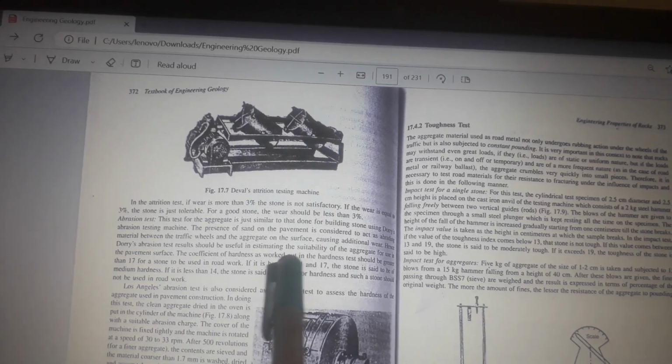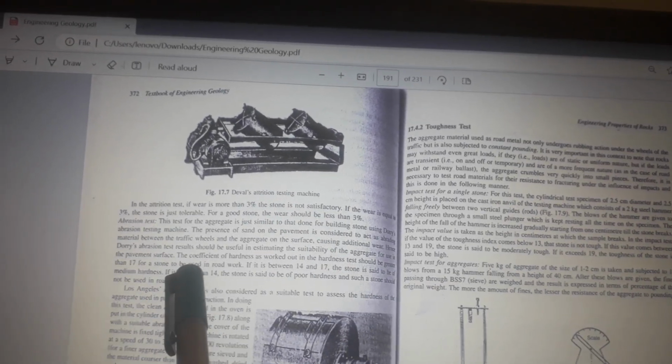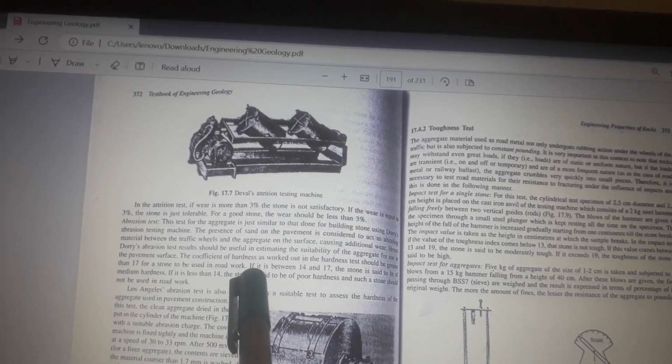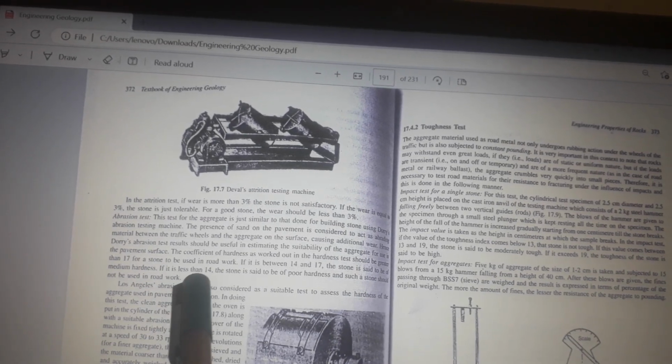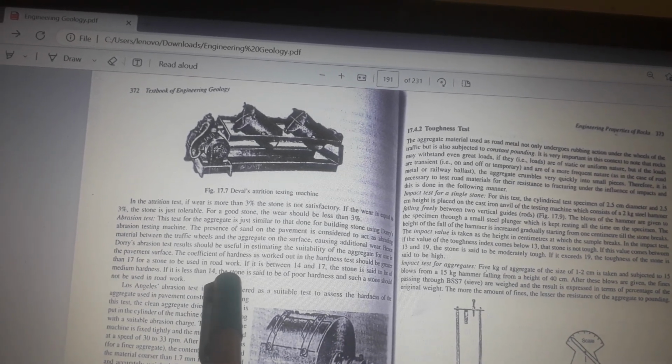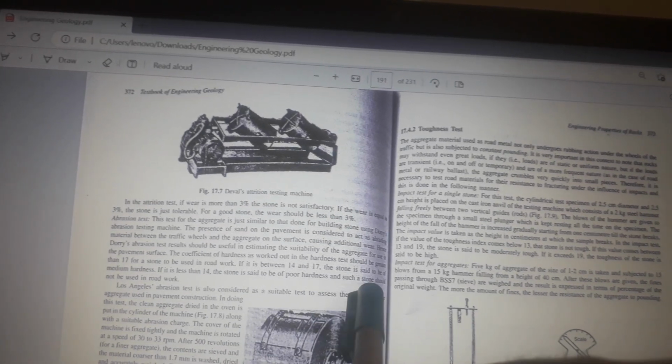The coefficient of hardness worked out in the hardness test should be greater than 17 for the stone to be used in road work. If it is between 14 and 17, the stone is said to be of medium hardness. If it is less than 14, the stone is said to be of poor hardness, and such a stone should not be used in road work.